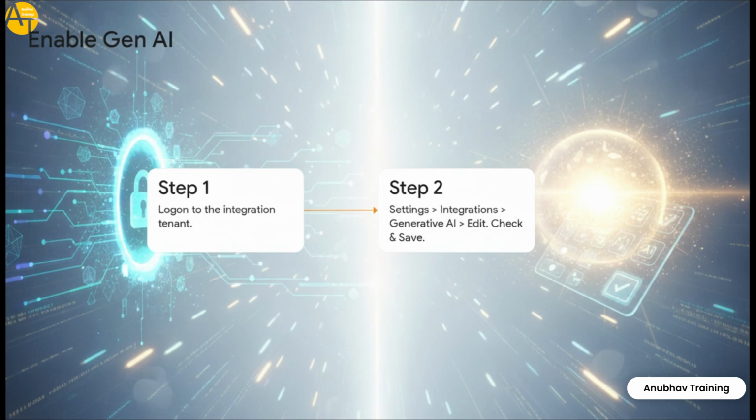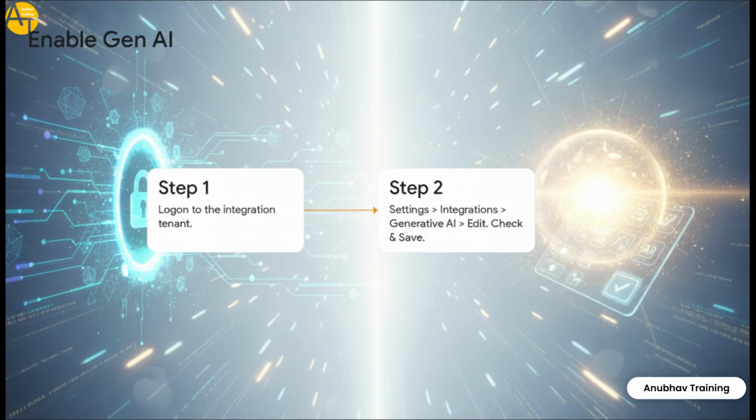You might think activating advanced AI inside a massive enterprise platform would be this huge, complicated ordeal, but it's remarkably simple. Step 1, log into your integration tenant. Step 2, go to Settings, click on Integrations, hit Generative AI, and choose Edit. From there, you just enable the checkbox and hit Save. Done. That is literally it. In 2 fast steps, you've unlocked the power of SAP AI within your tenant.